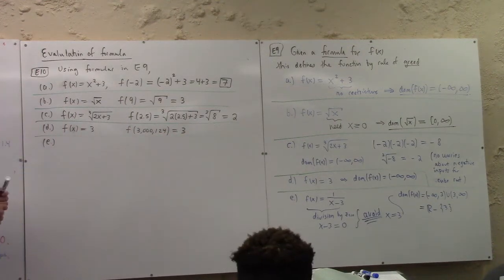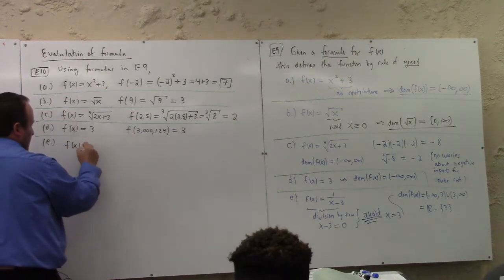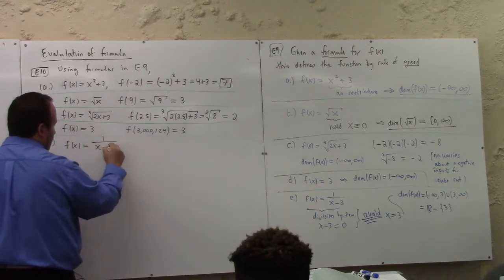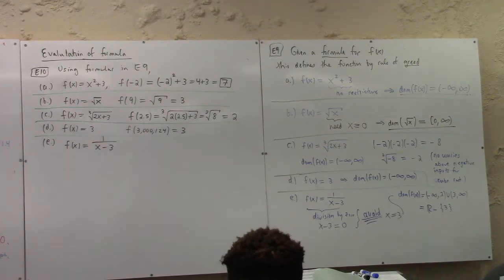And finally, the last one, I'll do a little bit different here. f of x equals 1 over x minus 3. Actually, to be honest, it's very rare for me to run into a student who has trouble numerically evaluating a function. You guys are usually fine with that. Where you'll get into trouble is when we ask you to symbolically evaluate a function.